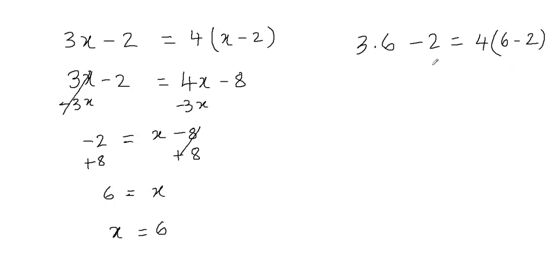We'll use the order of operations. First of all, let's multiply: 3 times 6 gives me 18, and then 18 minus 2. Here we're going to first write 4, and then 6 minus 2 gives me 4. So we got 4 here. Now 18 minus 2 gives me 16, and then 4 times 4 is also 16. You can see that the left-hand side is equal to the right-hand side. That means our answer is absolutely correct. The value of x is 6.